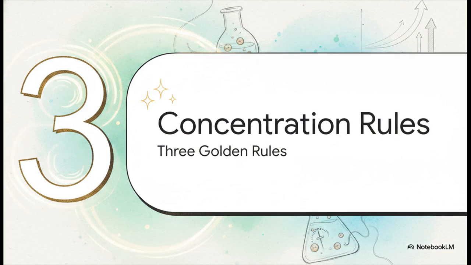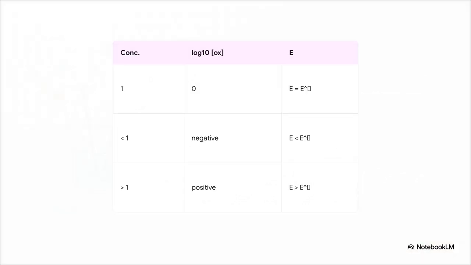Section 3, 3 rules of concentration. Let's zoom out for a second to the macro generalization. So how does concentration dictate electrode potential across the board? Well, the source gives us 3 golden rules that brilliantly illustrate exactly how the math scales with concentration. Rule 1. If the concentration is exactly 1 mole per decimeter cubed, the log base 10 is 0. That wipes out the entire second half of the equation, meaning E simply equals E standard.